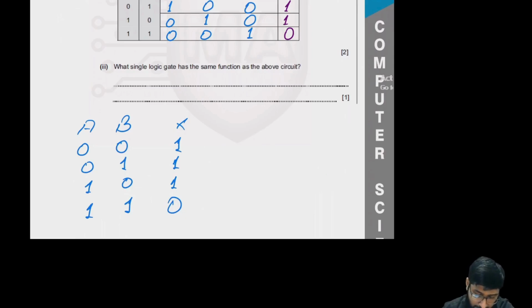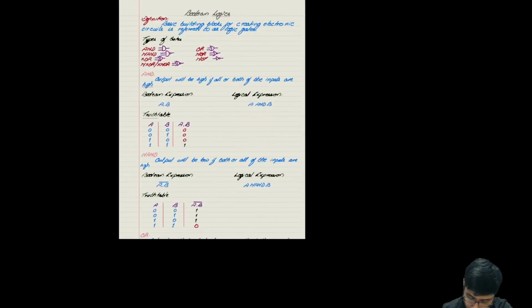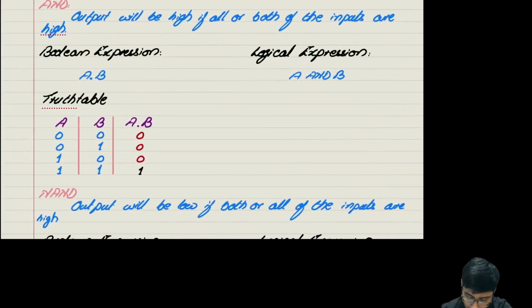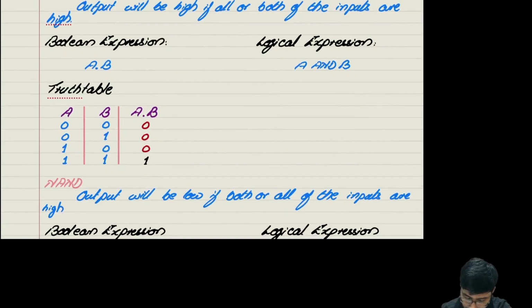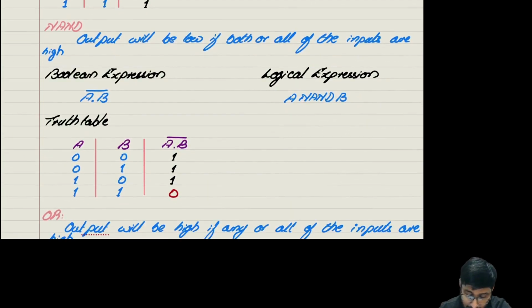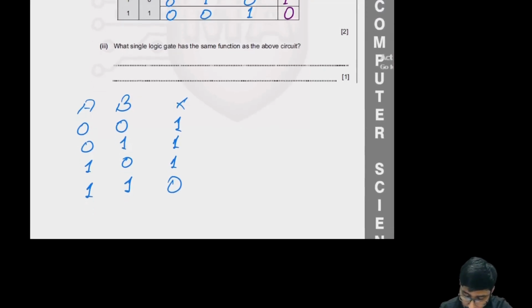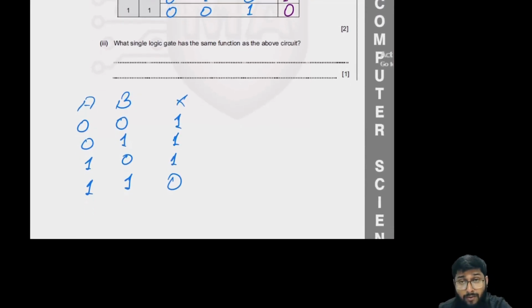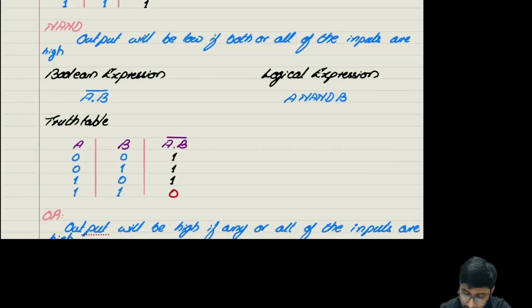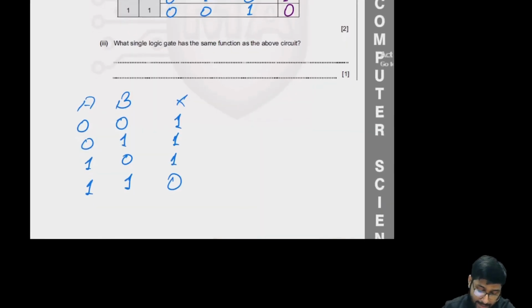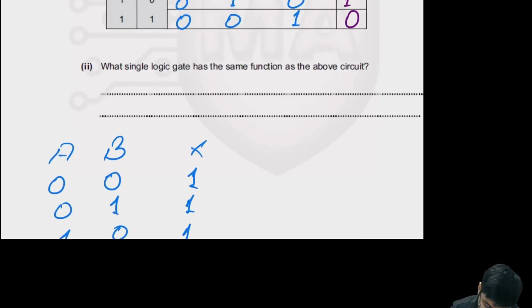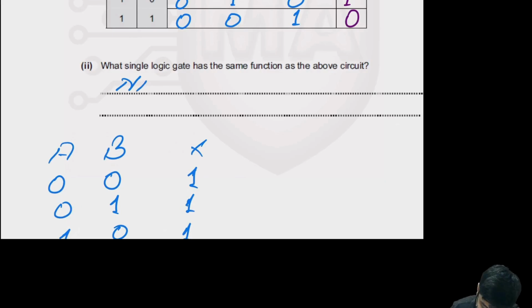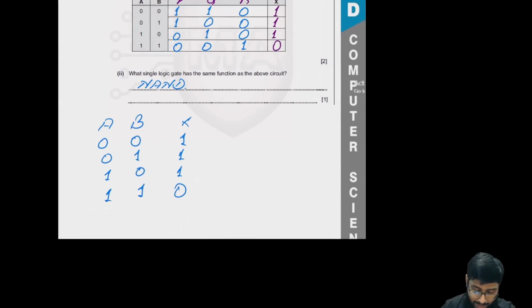So let's see with the Boolean logic. The AND gate is one where the output is going to be high only if all of the inputs are high. For the NAND gate, the output will be low if both or all of the inputs are high. So if you can see with this, only at 1, 1 we do have a 0. Other than that, we do have the ones over here, just like in the NAND gate truth table. So over here, the NAND gate is the gate that can have the similar answer as the complete logic circuit that we have just worked through. So the answer will be NAND over here.